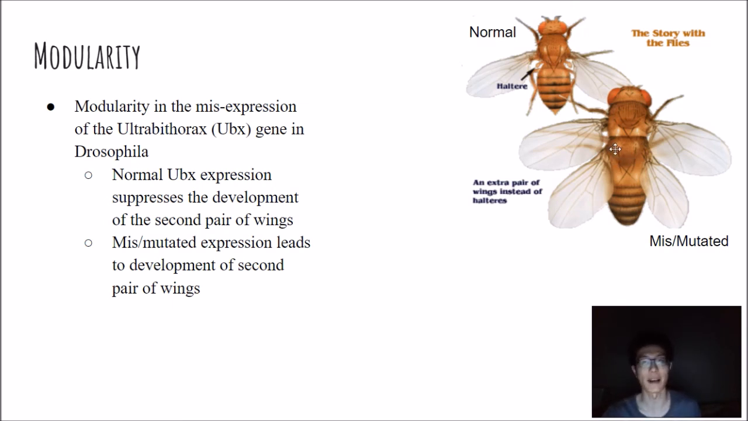If you think about dragonflies, they have a wing structure that's very similar to this fly over here. So presumably some kind of mutation in UBX which led to the failure of the suppression of wing development ultimately created an insect with two pairs of wings instead of just one pair, and that potentially led to the evolution of a new lineage of insects like dragonflies or damselflies. So that's why modularity is quite key in terms of evolutionary and developmental biology.